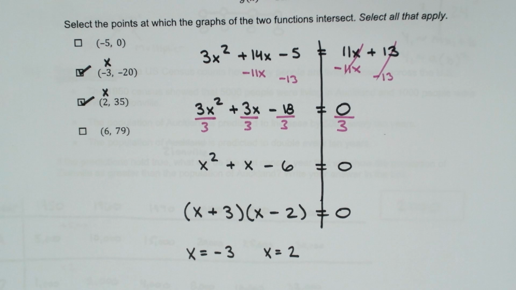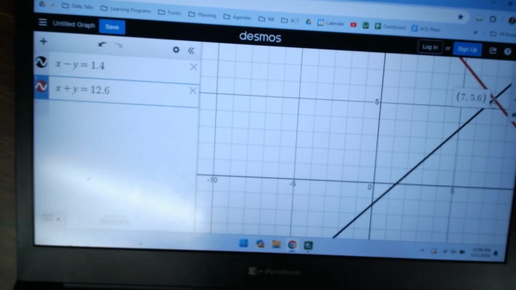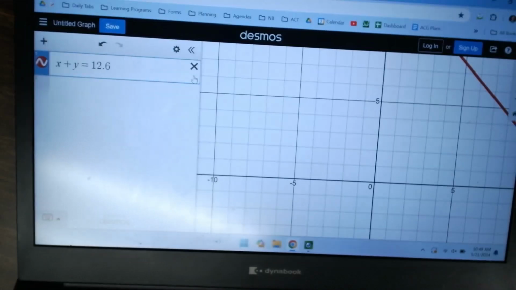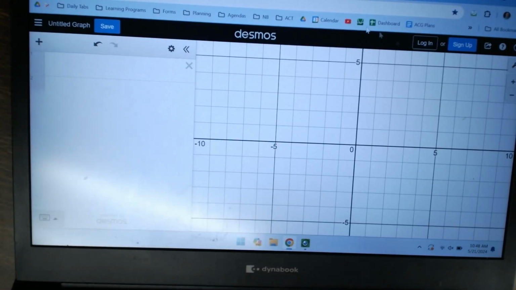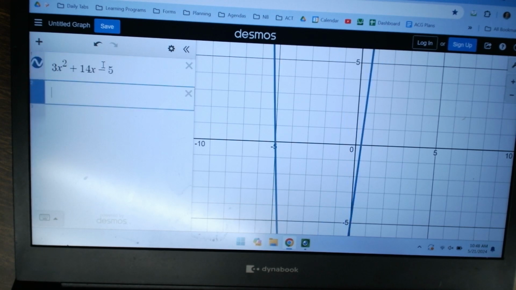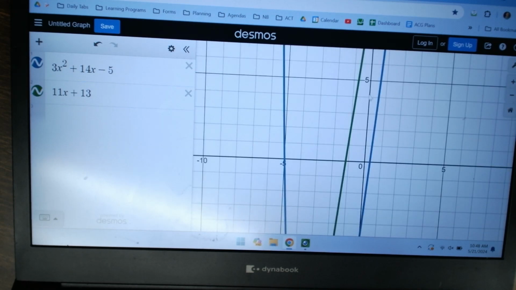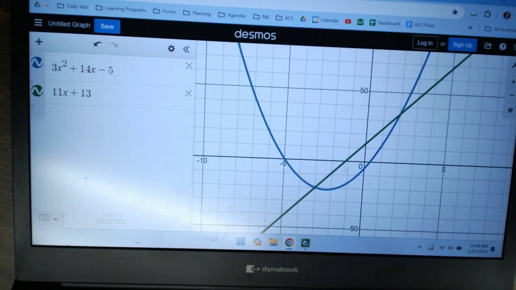But if it's talking about the intersection of two graphs, that's screaming, put them in Desmos. You put in Desmos, there's no factoring involved. You just have to be able to slide around a little bit. I'm not even going to type in the f of x and g of x. I'm just going to type in the 3x squared plus 14x minus 5 and the 11x plus 13. Now, you can click and drag to slide it around, or I always think it's easiest if you hold down Shift and scrunch down one of the axes to be able to see it more clearly.